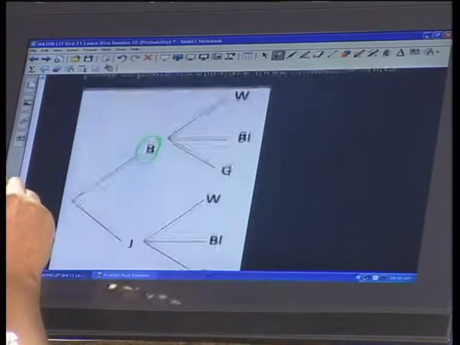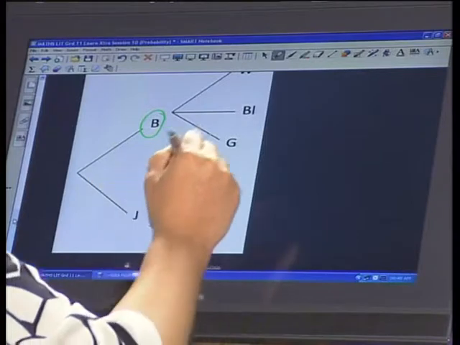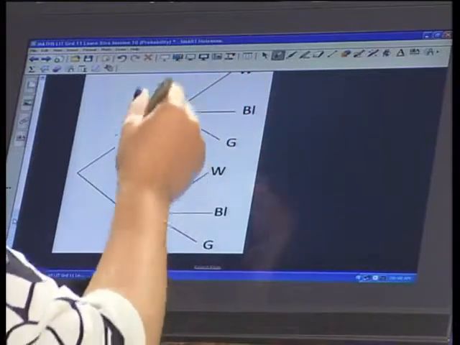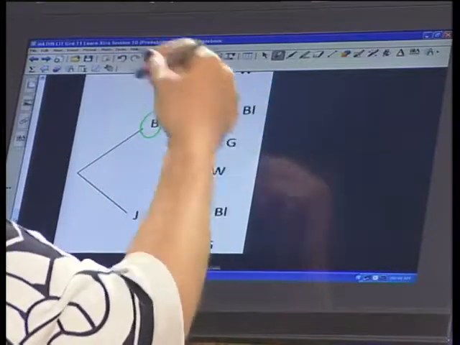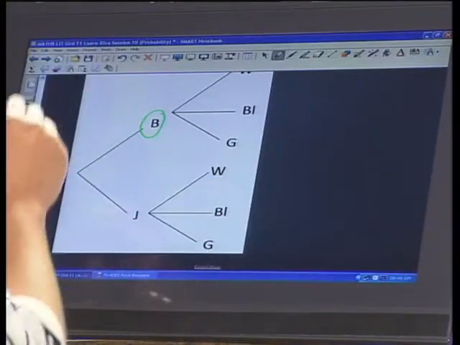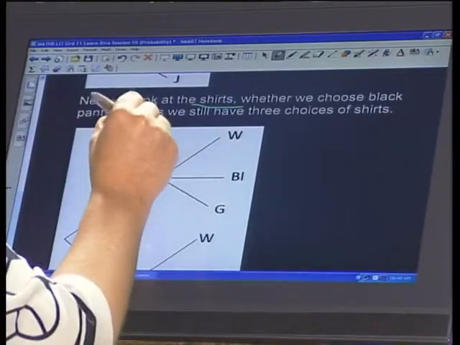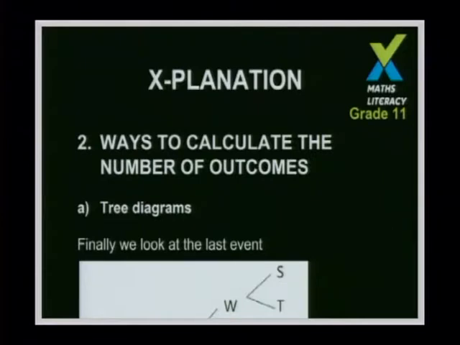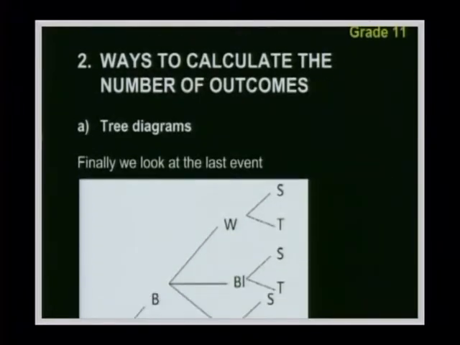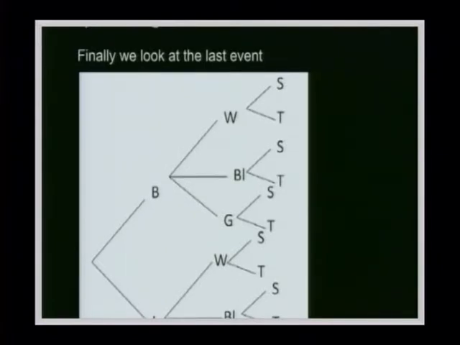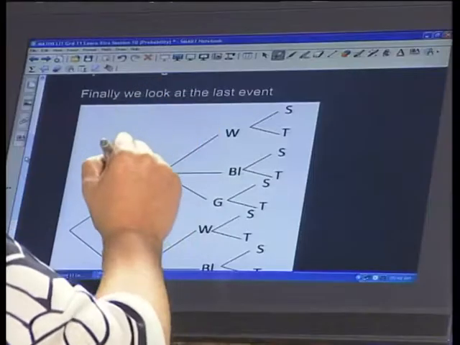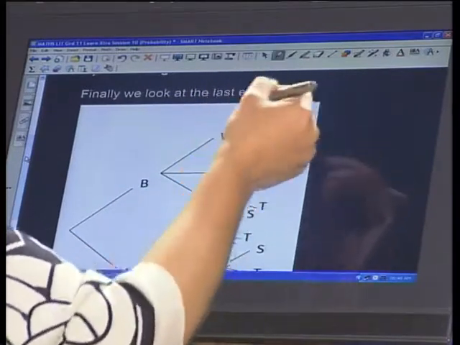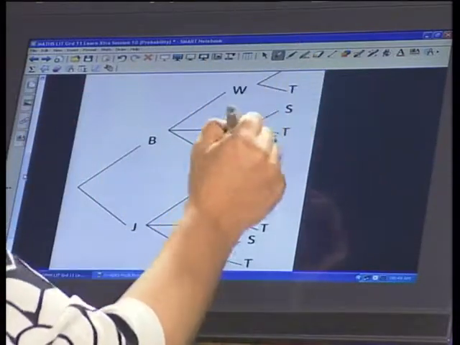That's how we draw the tree diagram. And if I had chosen my jeans, I can still wear a white shirt, blue shirt, or a green shirt. So this is what I mean about including every single branch; we actually need to fill in the outcomes. So this was our pants, and this is our shirt. Now let's go on and see what happens when we add the shoes. So for every branch, I'm going to add the type of shoes that I've got. So I could have had my black pants, white shirt, sandals, or tackies. And for each branch, I add my sandals or tackies.